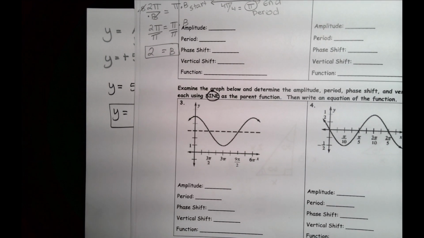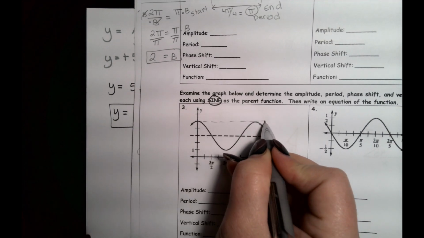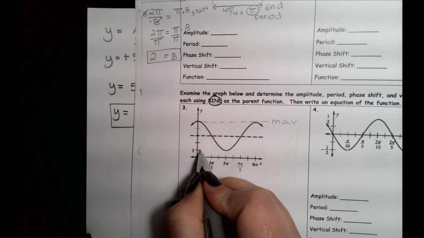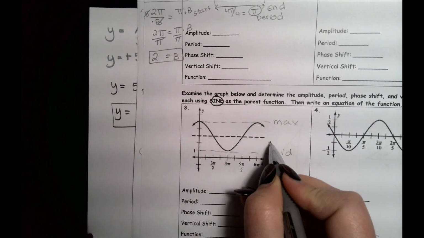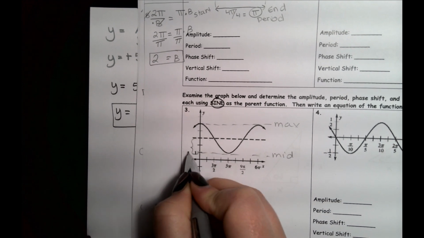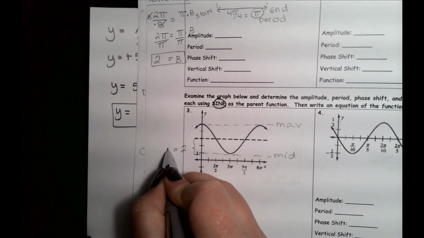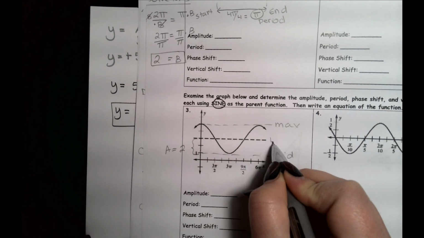Sine is, let's go ahead and first identify your maximum and your minimum. They are being kind and giving you the midline. And if we go below the midline, we have our amplitude of 2. Midline is 1, 2, 3.